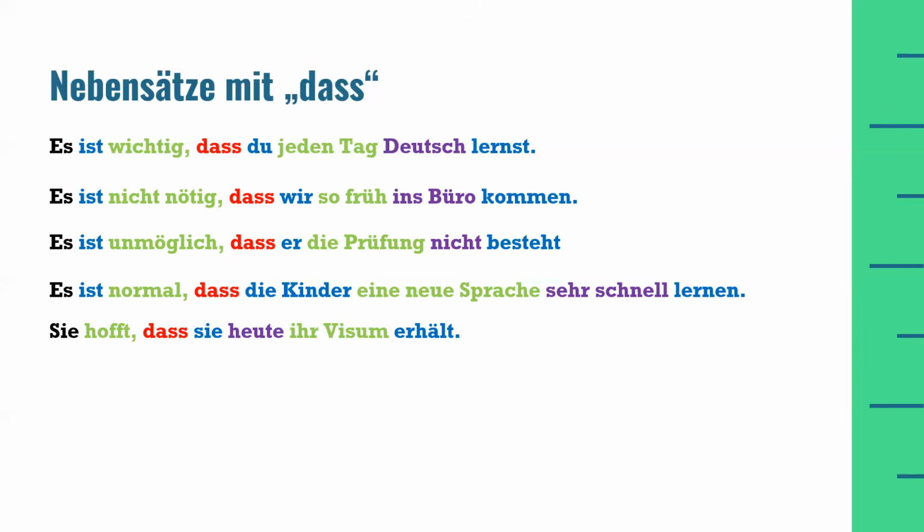Sie hofft, dass sie heute ihr Visum erhält. She hopes, what does she hope? She hopes that she gets her visa today. Again, dass is at first position. Sie is the subject of the sentence, which comes soon after dass. Then comes heute, which means today.